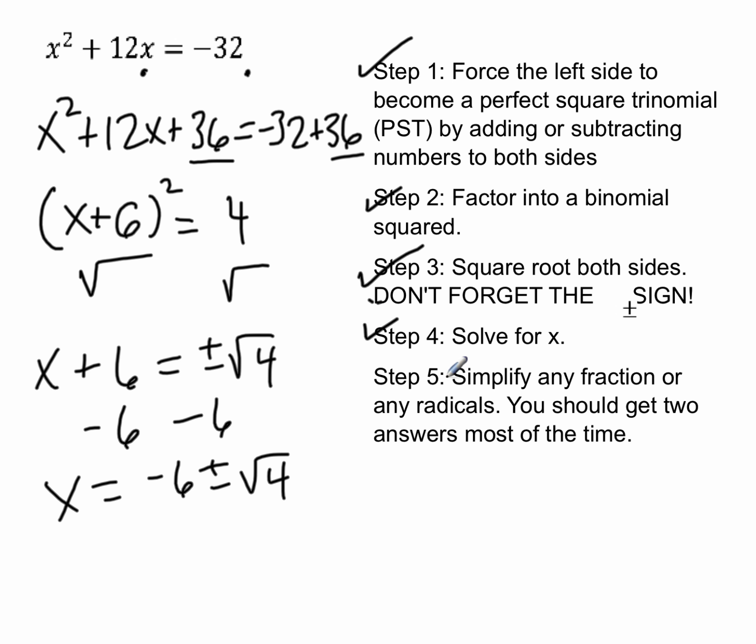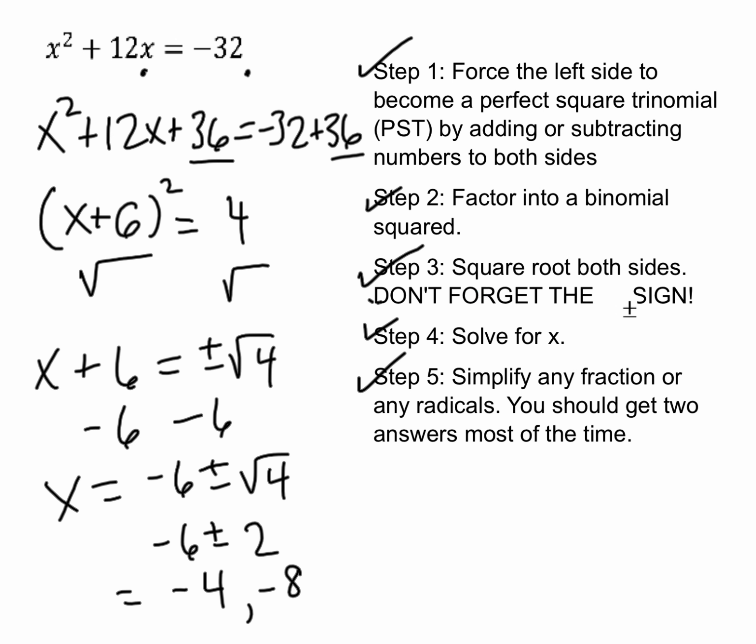Done. Step 5, simplify any fraction or any radicals. Well, the square root of 4 is 2. So, negative 6 plus or minus 2, which gives me an actual answer, not an estimate. Negative 6 plus 2 is negative 4. Negative 6 minus 2 is negative 8. And those are my 2 solutions.